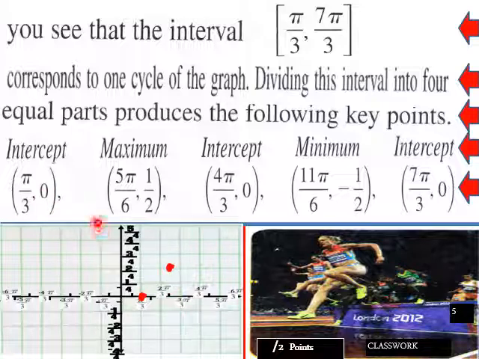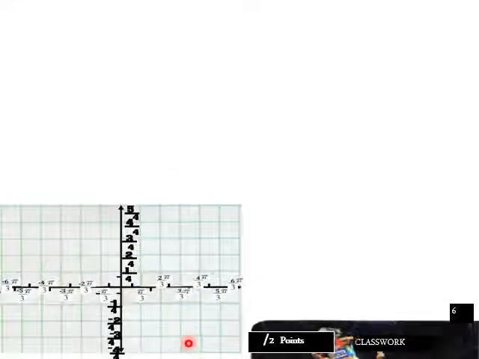There's your pi over 3, 0, and then 5 pi over 6 will be 1/2, which will be up here. 4 pi over 3 will be back to 0, and then 11 pi over 6 would be negative 1/2, and then 7 pi over 3, which would be out here again, would be 0. So that's the idea here. Once we find the length of our interval, we divide that into 4s, and then we get this here. And then that would be your basic sketch there.